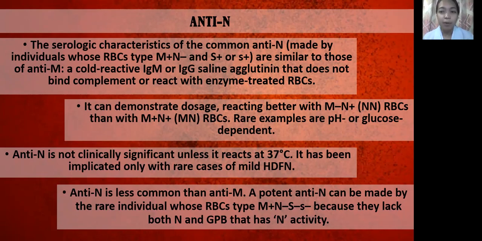It also has rare examples that are pH or glucose dependent. Anti-N is not clinically significant unless it reacts at 37 degrees Celsius. It has been implicated only in rare cases of mild HDFN. Anti-N is less common than anti-M. A potent anti-N can be made by the rare individual whose RBCs type M-positive and N-negative because they lack both N and GPB that has the N activity.